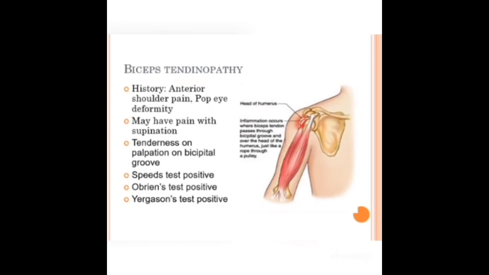And next comes biceps tendinopathy. In biceps tendinopathy, pain is there in the anterior shoulder and Popeye deformity is noticed. May have pain in supination as well, and tenderness on palpation of the bicipital groove. So palpation is very important in all muscles, especially if you palpate for any biceps tendinitis or tendinopathy or any disease, you have to palpate the bicipital groove as well. And if you go for special tests, the Speed test is positive, O'Brien's test is positive, and Yergason's test is positive.